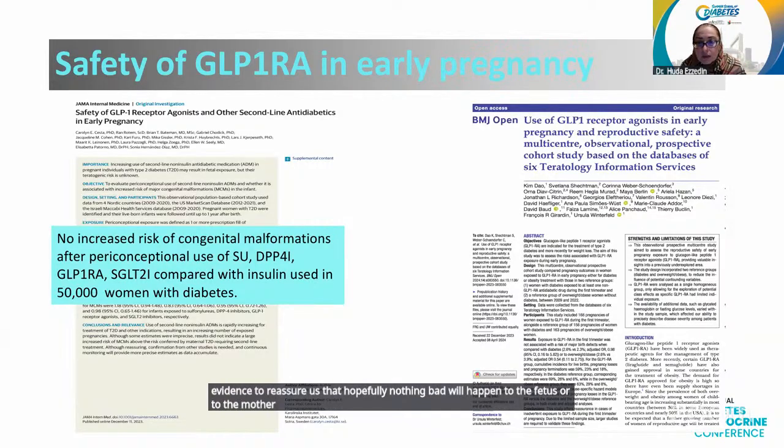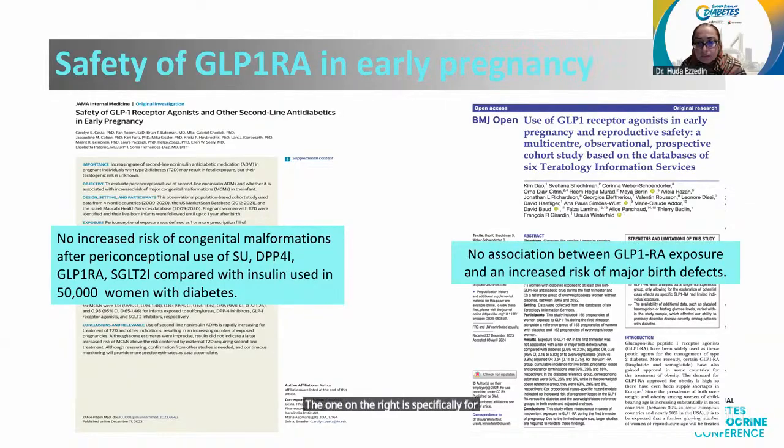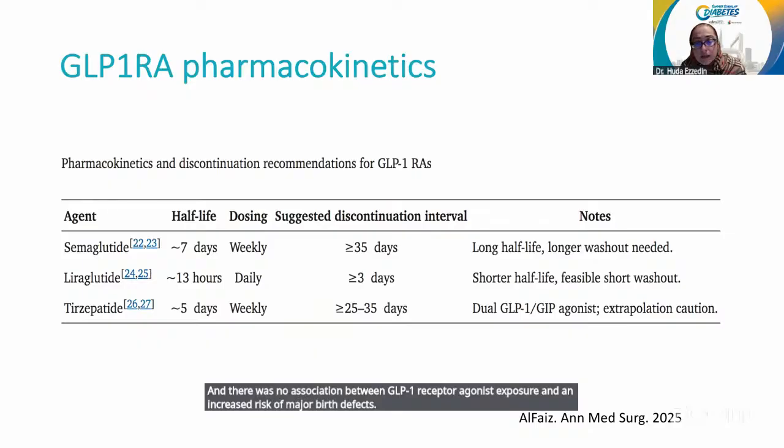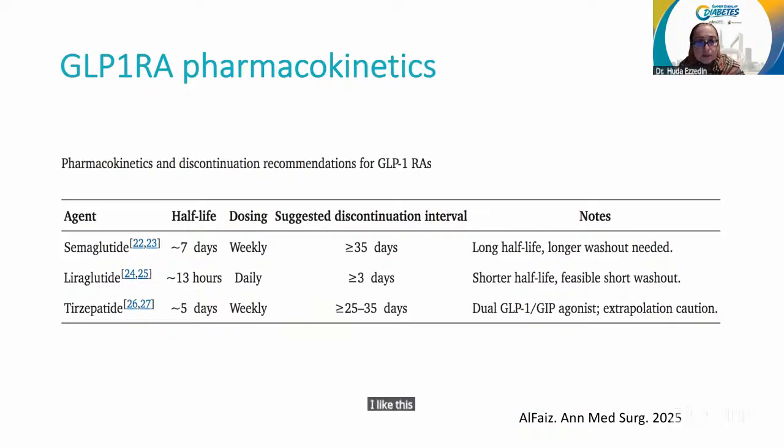The one on the right is specifically for GLP-1, and there was no association between GLP-1 receptor agonist exposure and an increased risk of major birth defects. I like this table that looked specifically at the pharmacokinetics of GLP-1. Those are actually big molecular weight proteins that do not necessarily, in normal circumstances, cross the placenta. But then looking at their half-life: semaglutide 7 days, liraglutide 13, and tirzepatide 5 days.